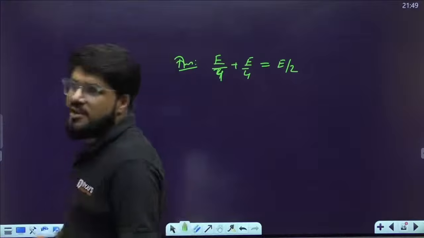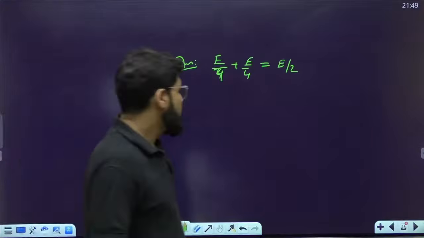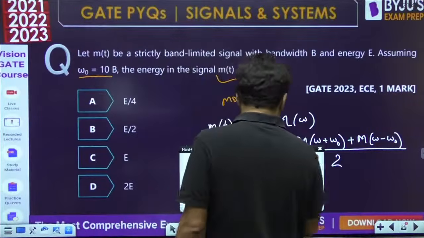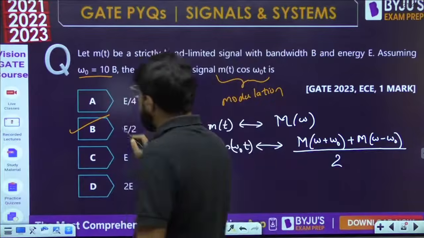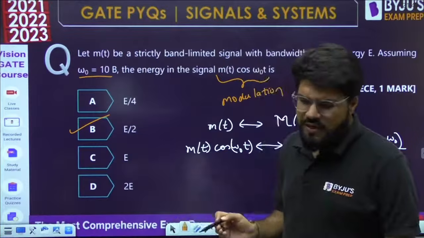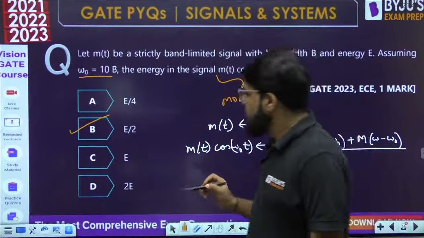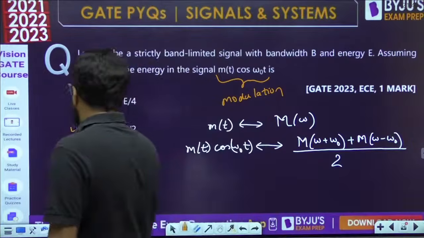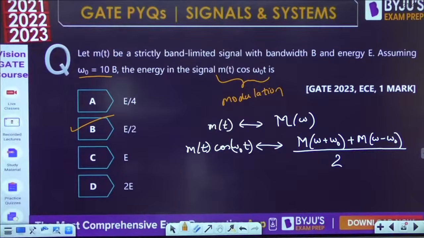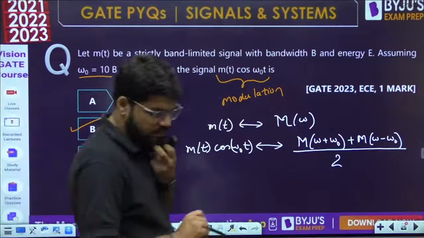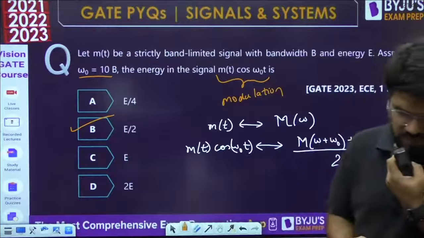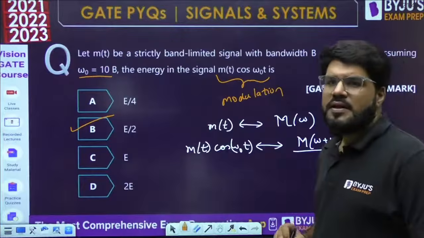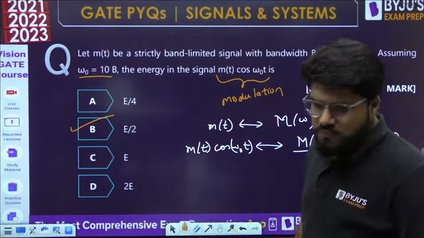That is given by E by 2. And you can also remember it as a standard result: whenever a signal is modulated, its energy is halved. The energy content becomes half, that is E by 2. The correct answer is B here.